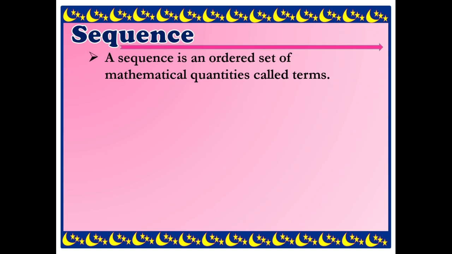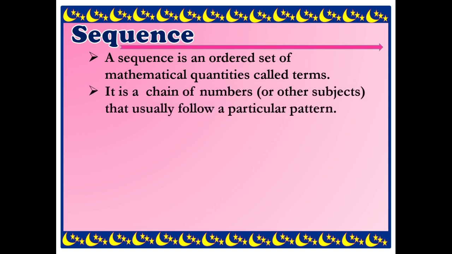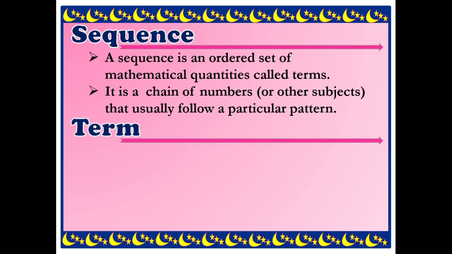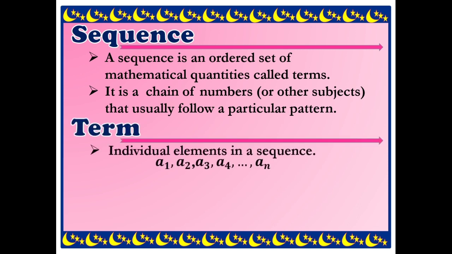A sequence is an ordered set of mathematical quantities called terms. It is a chain of numbers or other subjects that usually follow a particular pattern. When we say term, it is an individual element in a given sequence. For example, a sub 1 referring to the first term, a sub 2 referring to the second term, a sub 3 for the third term, a sub 4 for the fourth term, up to the last term, a sub n, where n is any positive real number. N here denotes the position of a given object in a sequence.